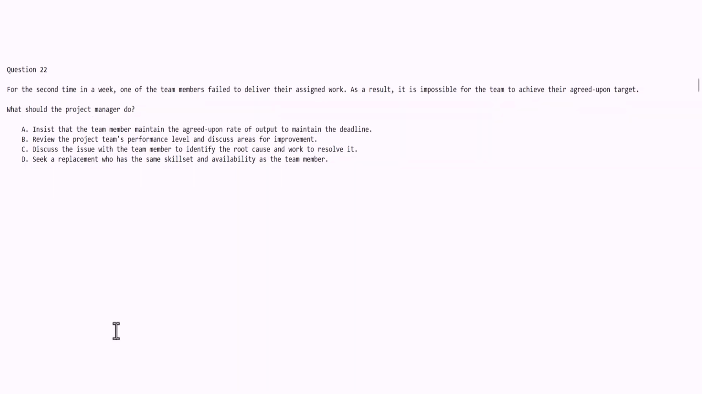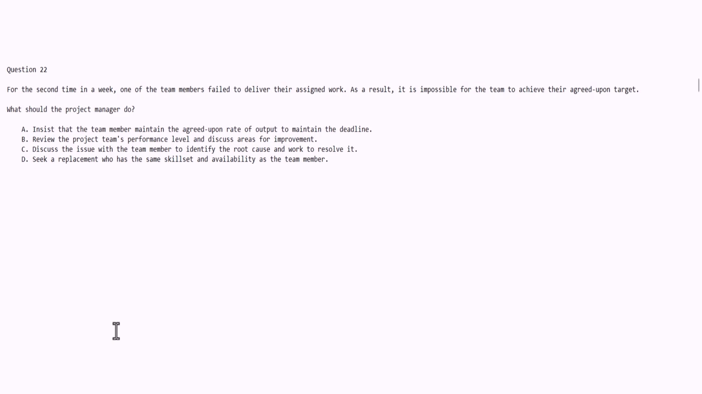Okay, so here we are with question number 22. Question number 22 states that for the second time in a week, one of the team members failed to deliver their assigned work. As a result, it is impossible for the team to achieve their agreed upon target. So the question is, what should the project manager do?